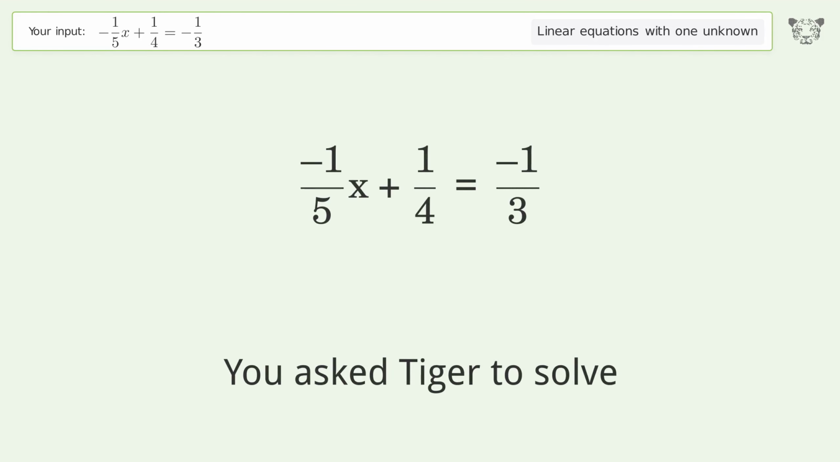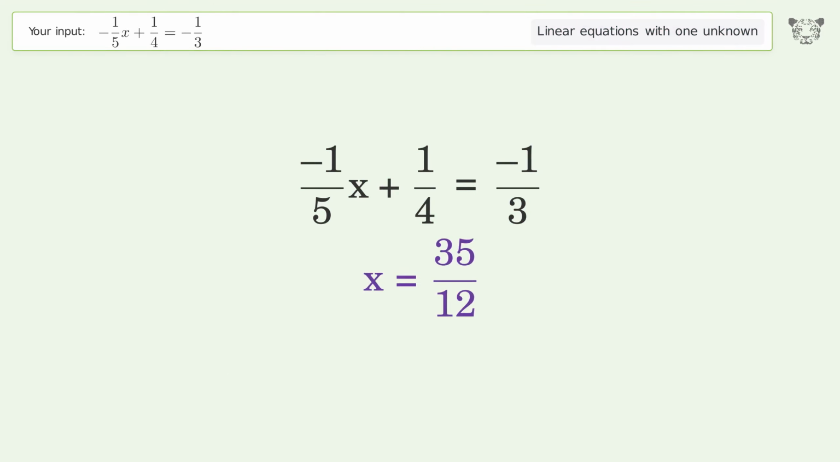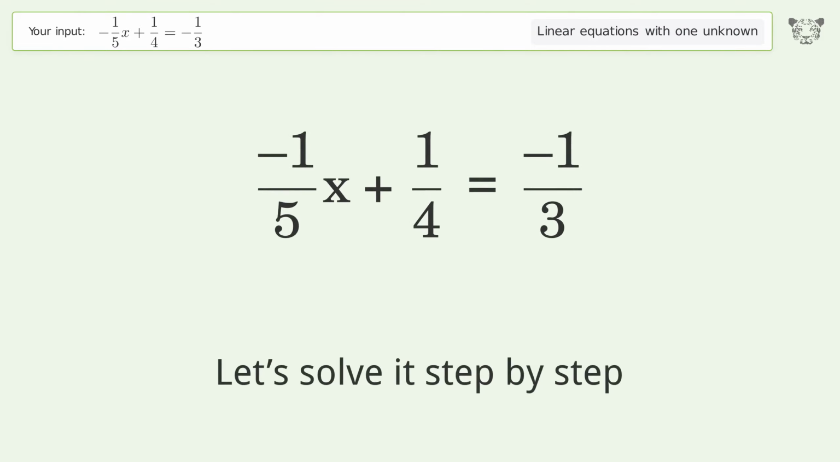You ask Tiger to solve this. This deals with linear equations with one unknown. The final result is x equals 35/12. Let's solve it step by step.